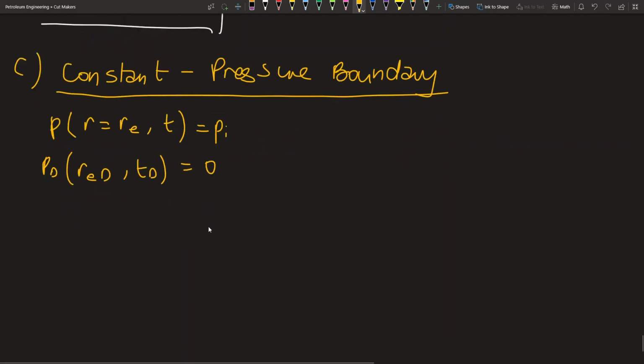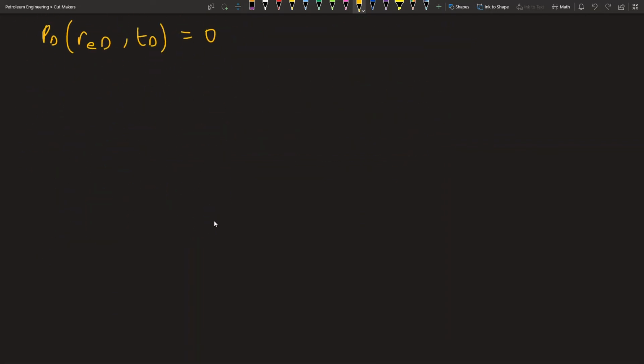Alright, so now let's look at the inner boundary condition. And I'm gonna use... Did I already use blue? Yeah, I've already used blue. Alright, so I'll be using green then. So now let's look at the inner boundary condition.